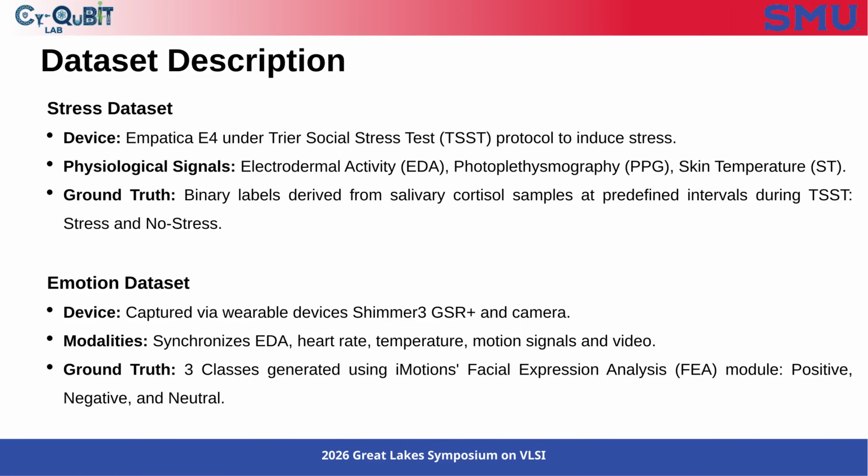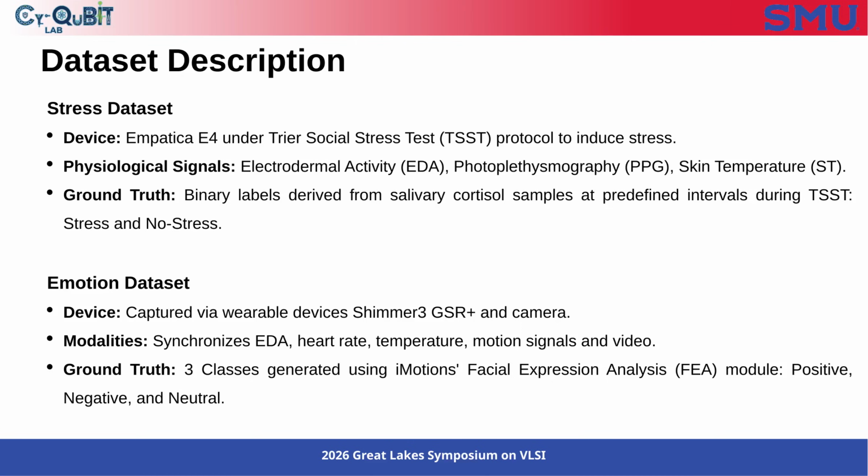This slide summarizes the two datasets used in the study. For stress detection, the data comes from Empatica E4 wearable sensors used under the Trier Social Stress Test protocol. The physiological signals include electrodermal activity, photoplethysmography, and skin temperature. The ground truth labels are binary, stress and no stress, derived from salivary cortisol samples collected during the protocol.